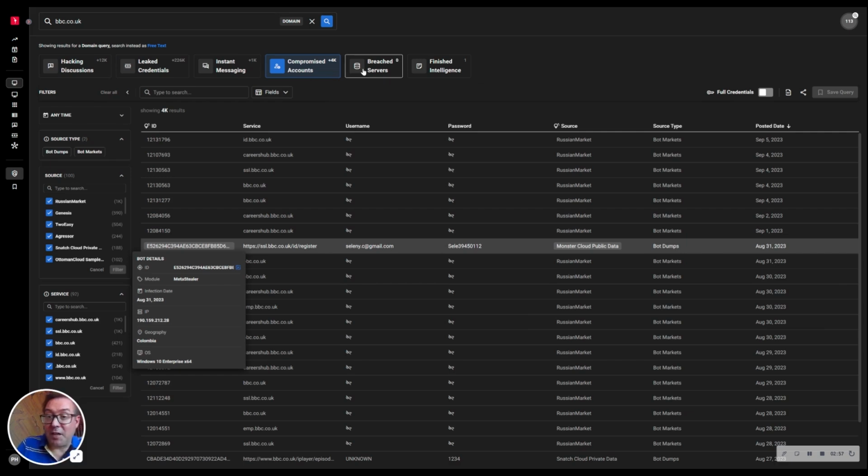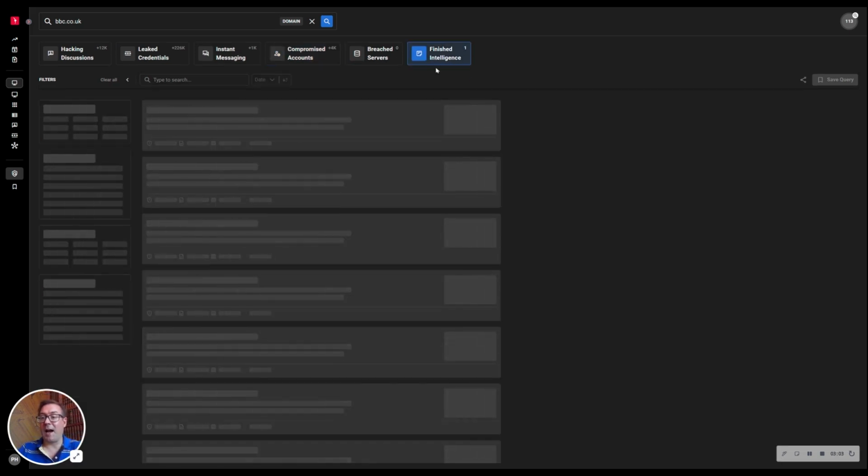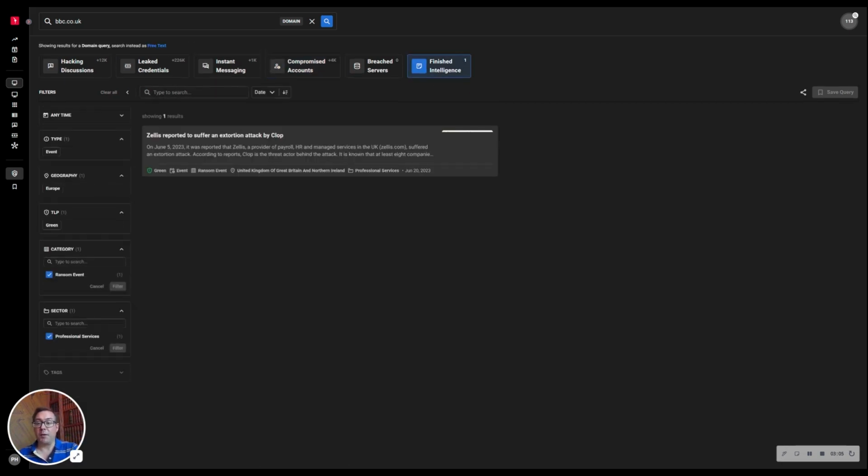Breached servers are the same as the accounts, but on servers, so even worse. And finished intelligence is, if somebody's had a breach, there'll be the information around what's happened previously, again, to give us context. And if it's your own organization, again, you'll know about that breach, but we can give you the information that's stored around the attack as well.